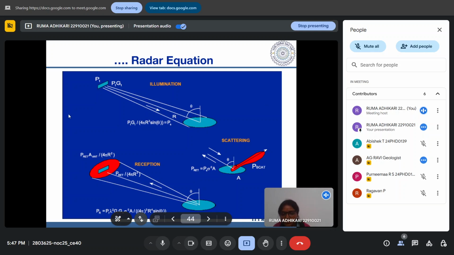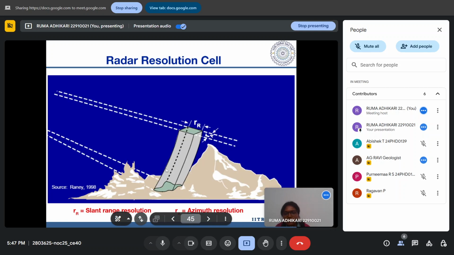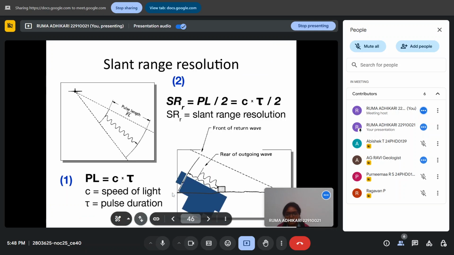This is again one visualization with the radar equation. Here the sine theta comes for the incident angle, for the slant range. So basically this is the azimuth resolution and this is the range resolution, that is the across. And why we are interested, because we are interested in going from slant range to ground range. Now we'll see what synthetic aperture is actually doing.